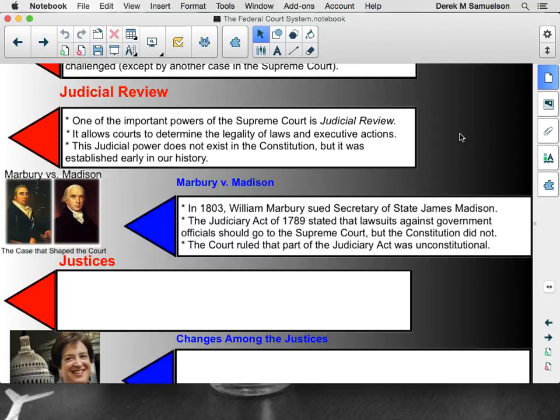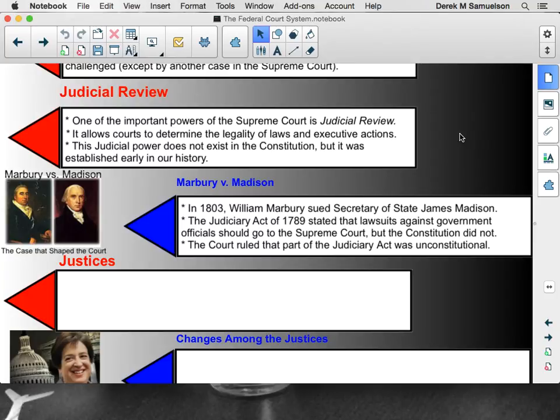Now, the Judiciary Act of 1789, remember that one from last time, stated that lawsuits against government officials should go to the Supreme Court. Okay, one more time. This law of Congress said that if a government official is sued, that should go directly to the Supreme Court. It should bypass district courts and appellate courts, go straight to the Supreme Court. But the Constitution said nothing about that.